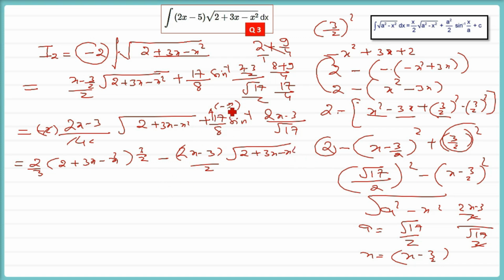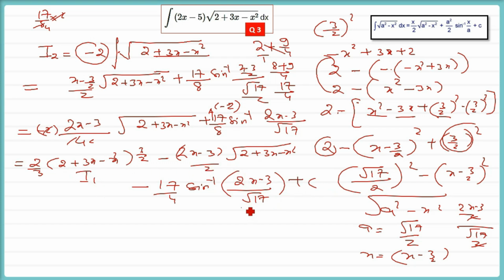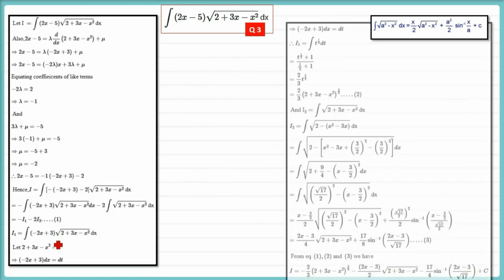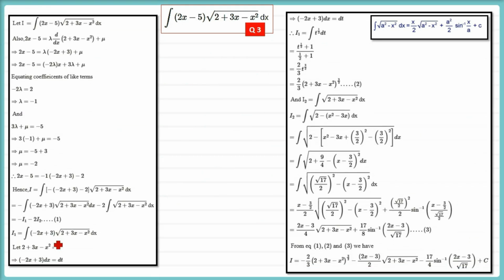And here negative 2 will be multiplied by 17 by 8. So 2 4s are 8. It will be negative 17 by 4. So it's negative 17 by 4 and sine inverse 2x minus 3 divided by under root 17. So just keep it in the bracket. Always keep these things in bracket. This is I1. This is I2. We have added them together. And this is your final result. The way I have done it is projected here so that you can take a reference later on also. There are certain complications in this question and we have resolved it.